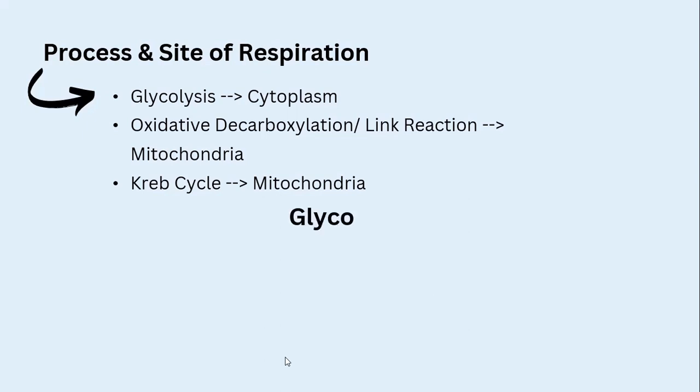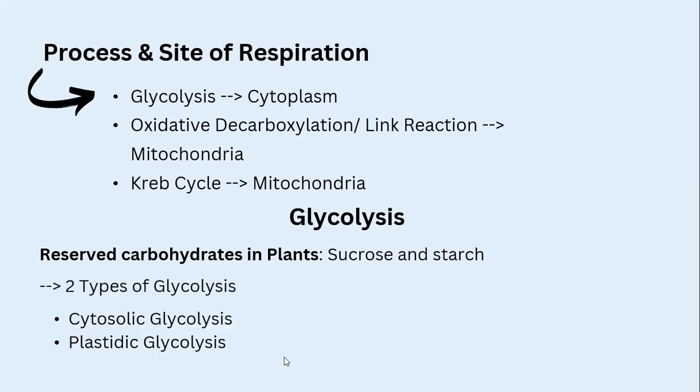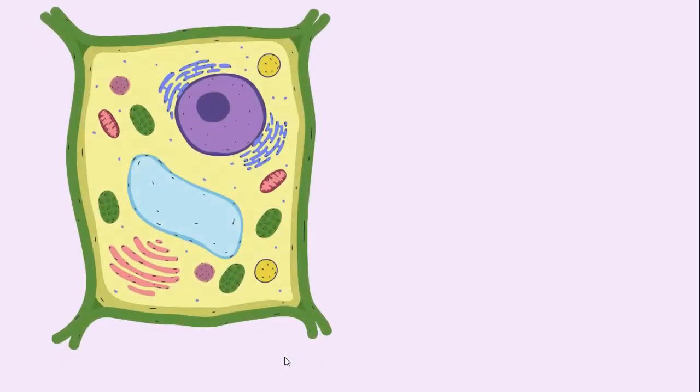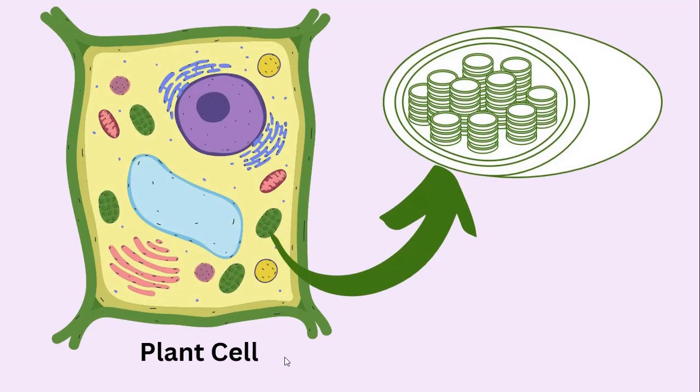Now we are going to learn what is glycolysis. As in animals, we can say glycolysis is the process in which glucose is broken down into pyruvate. But in plants, as we know, reserve carbohydrates are sucrose and starch. So glycolysis takes place not only in the cytoplasm but also in plastids, because we know that the reserve carbohydrate, that is starch, is stored in plastids, right? Here is the plant cell in which glycolysis takes place in the cytosol as well as in the chloroplast or plastid.